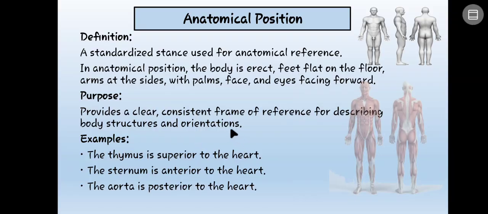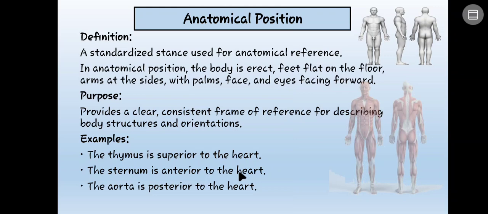Okay, so for example, after we are really certain of the anatomical position, the thymus is superior to the heart. This means that the thymus is on top of the heart. Superior means above or on top of the heart.